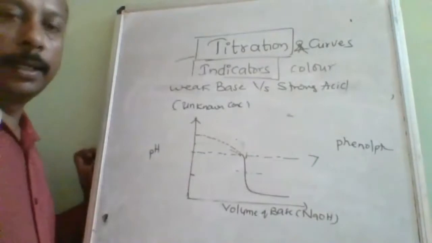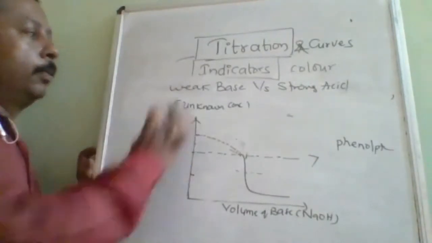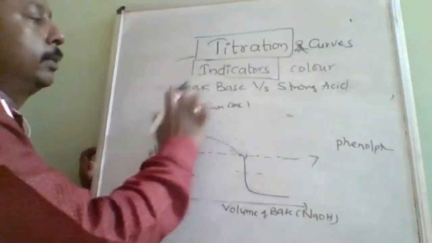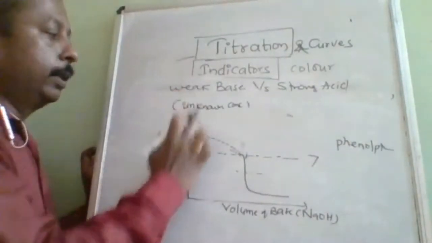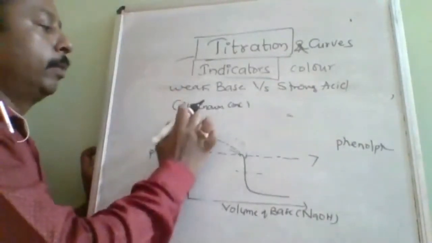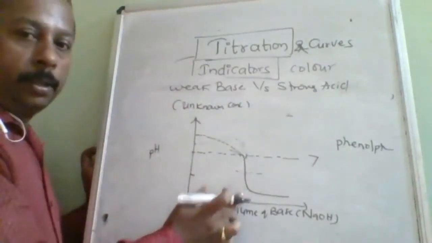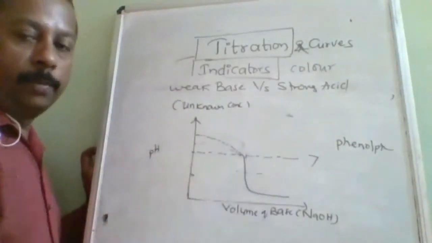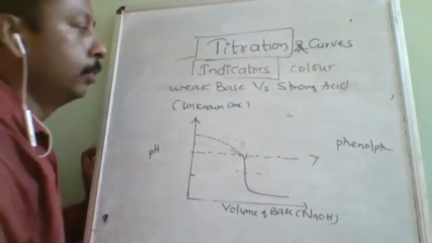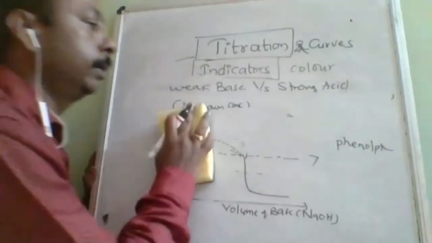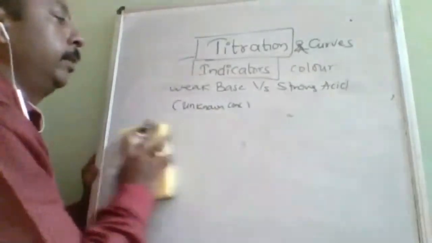Now suppose it is a strong base and strong acid. The strong base value is to be determined. This curve will start from the top and be more sharp, and this equivalence point will be at 7. Is it understood? Any doubt about this? So for the graph side, I don't think there will be any problem.